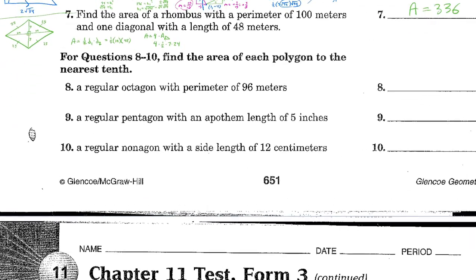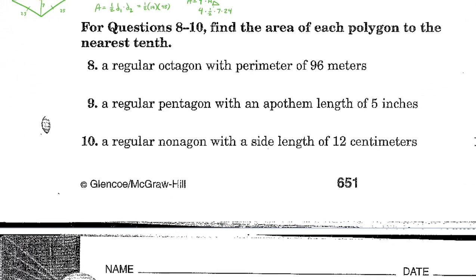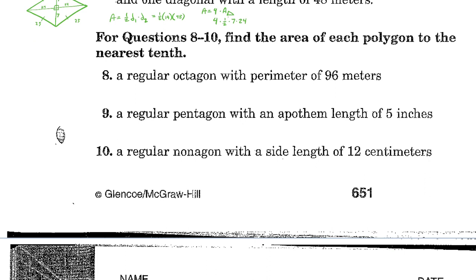Find the area of each polygon to the nearest tenth. A regular octagon, perimeter of 96. Well, I know the area is 1/2 apothem times perimeter. So I already know it's 1/2 something times 96. So we're already a big portion of the way there. All we need to do is find the apothem.